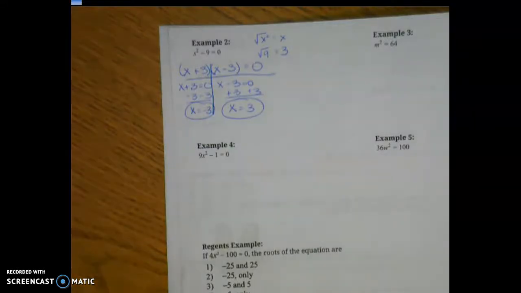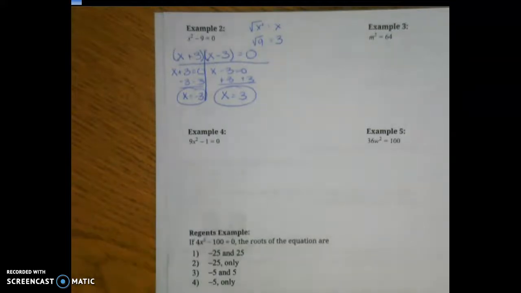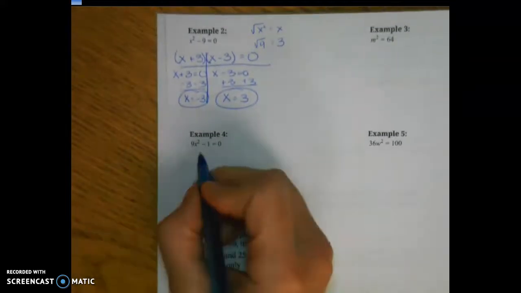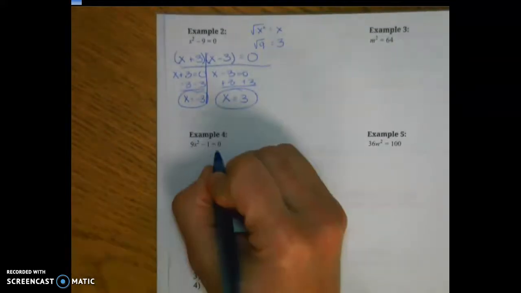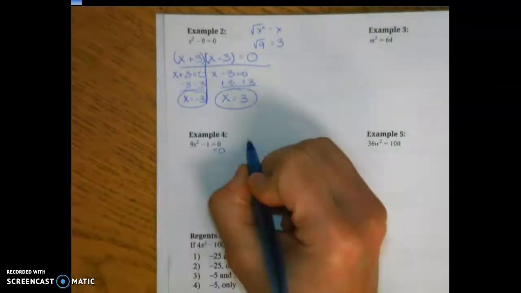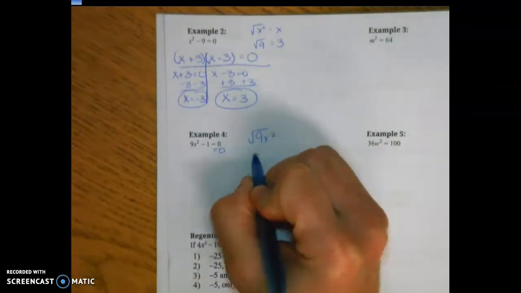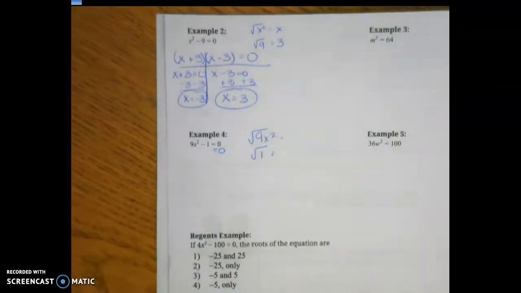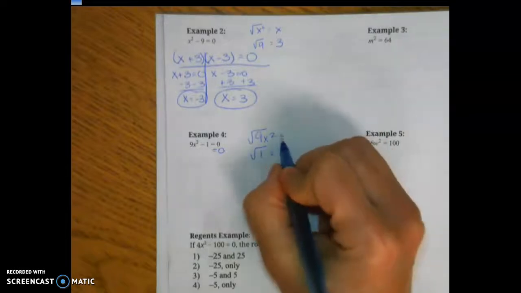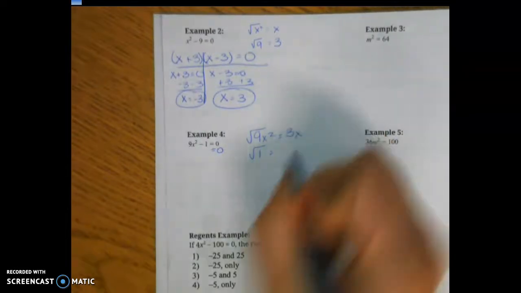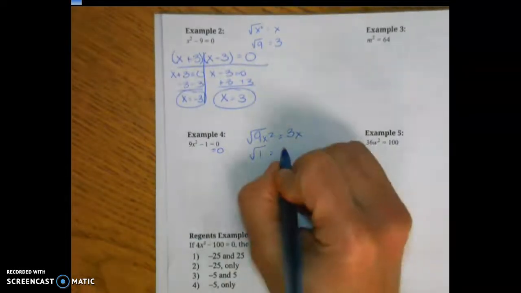Okay, number 3 is very similar, so let's skip down to, let's say, number 4. Okay, this one's set equal to 0 already, so I'm still going to factor the left-hand side. It is the difference of two squares, so let me take the square root of both terms. The square root of 9x squared is 3x, and the square root of 1 is 1.